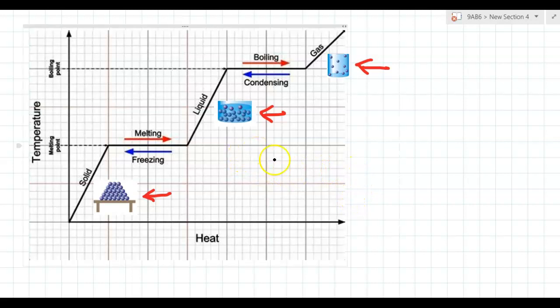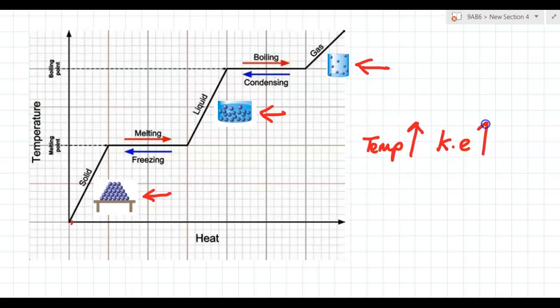Now, the graph shows the temperature change. If you imagine we started down here with a solid that was cold, and we warmed up the solid, and it's getting warmer and warmer. Whilst this is happening, the particles are vibrating more, and the energy input is increasing their kinetic energy. So when the temperature of a substance goes up, the kinetic energy of the particles goes up.